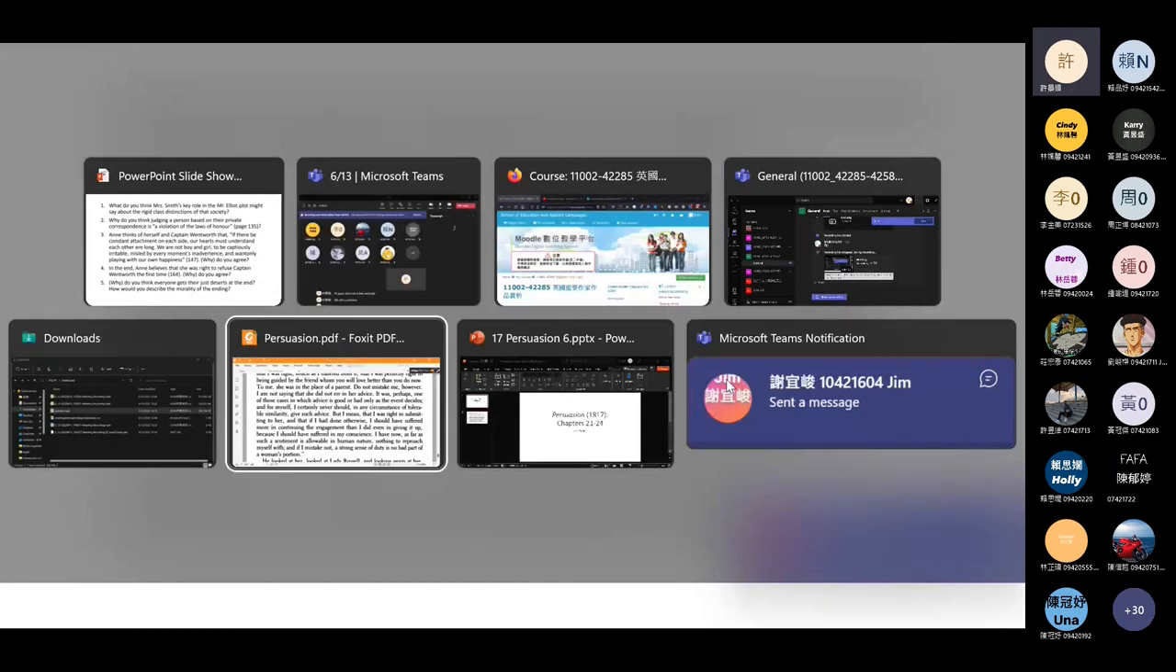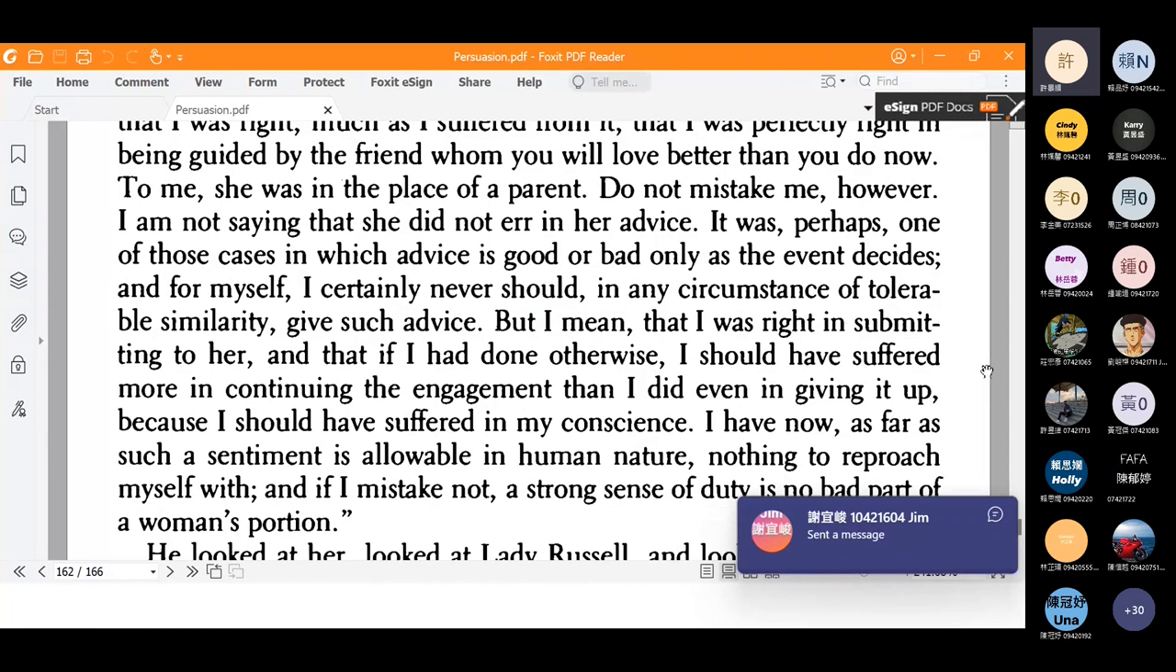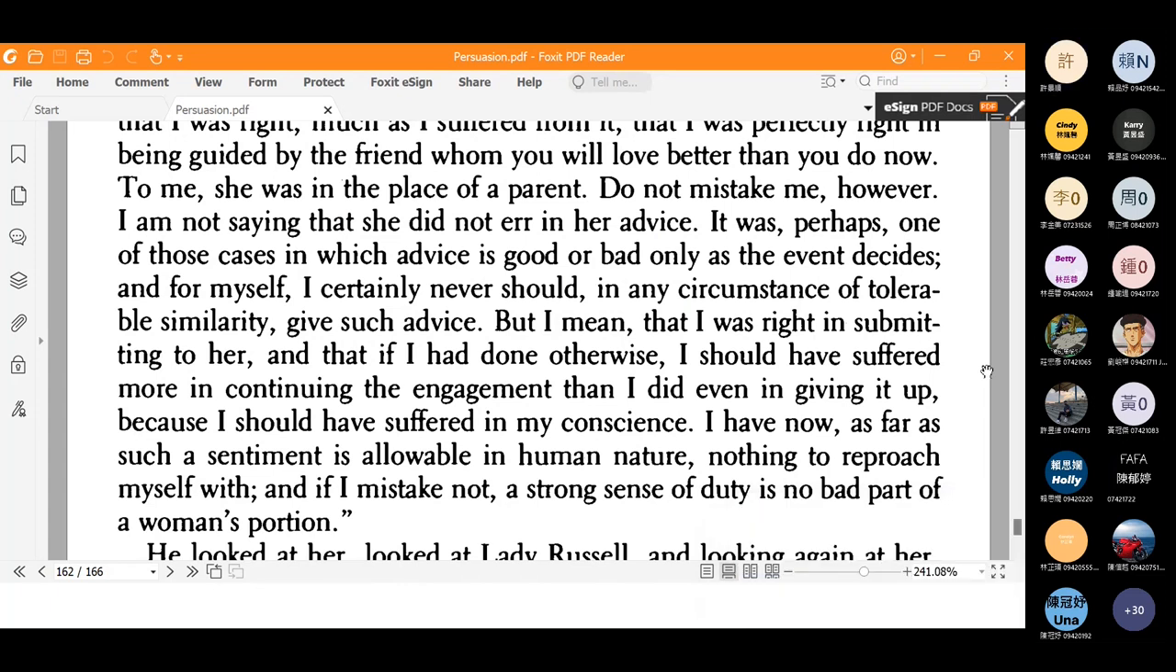This one. So whether Lady Russell's advice is good or bad depends on what will happen in the future. If Wentworth truly does not succeed in war and he does not make money, then the advice is good. Anne should not marry him. But if Wentworth does go to war and make money, then the advice is bad, and Anne should have married him. Turns out Wentworth does grow rich, so Lady Russell's advice is bad, right?